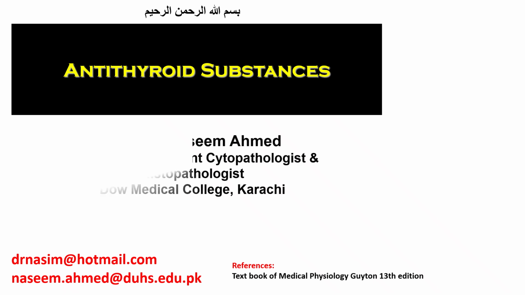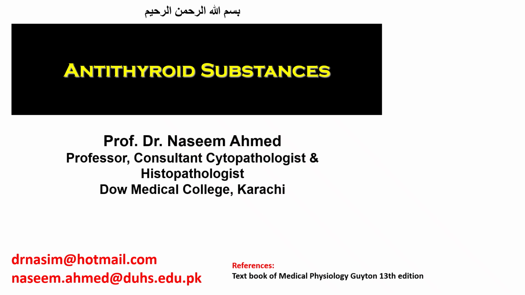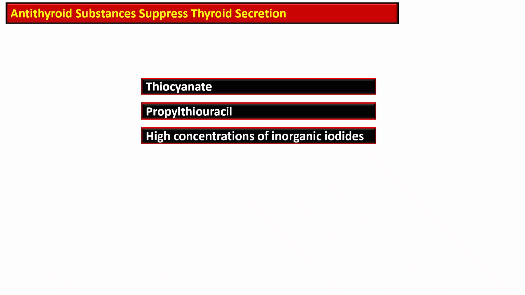Bismillahirrahmanirrahim. Various antithyroid substances are discussed in this video. Antithyroid substances are compounds that inhibit the production and release of the thyroid hormone. The most well-known antithyroid agents include thiocyanate, propylthiouracil, and high concentration of inorganic iodides.